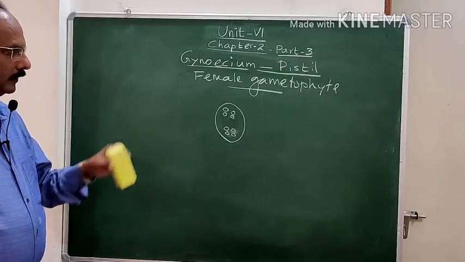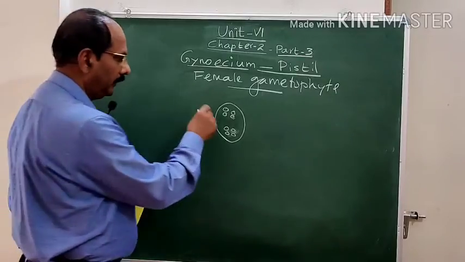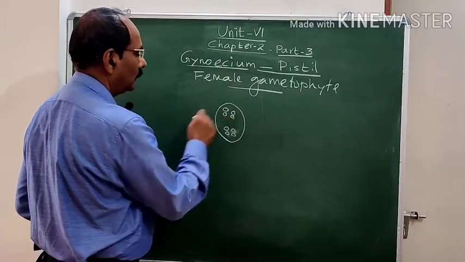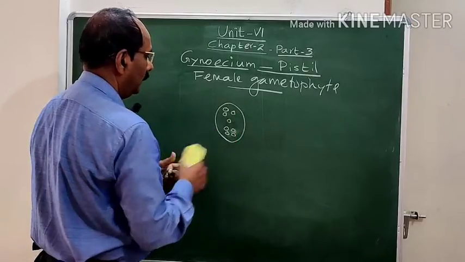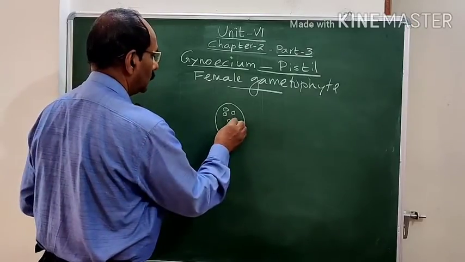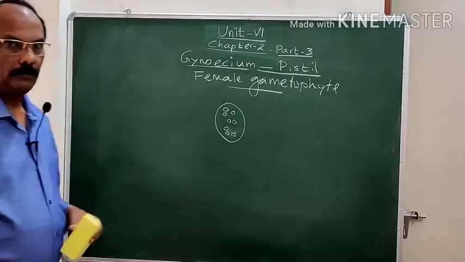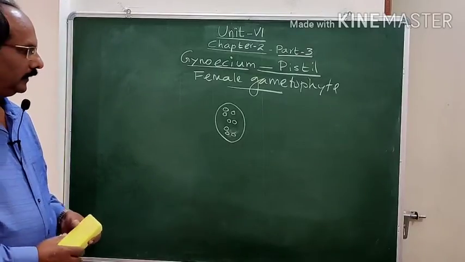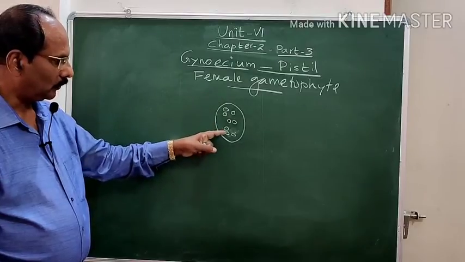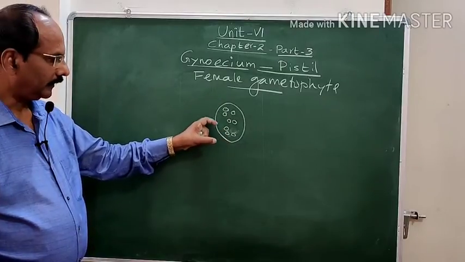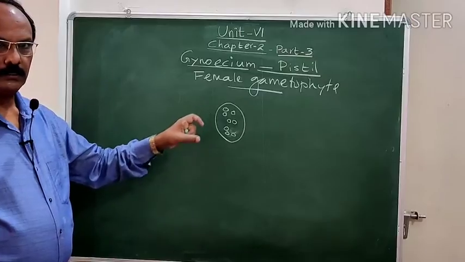Out of these 8 nuclei, 3 nuclei will remain there at each end, and 1 nucleus from each end migrates towards the center. Then next what happens? The 3 nuclei present at the micropylar end and the 3 nuclei present at the chalazal end aggregate the cytoplasm and produce a cell wall.